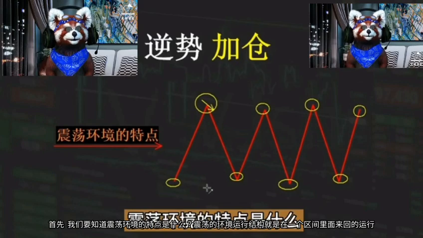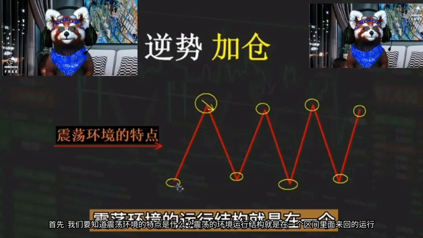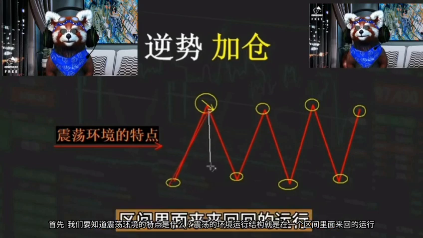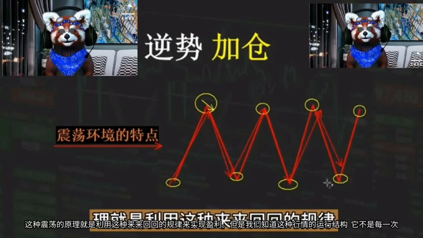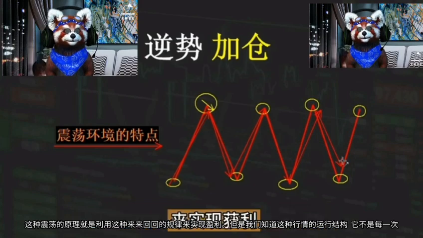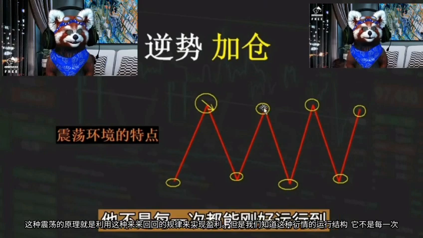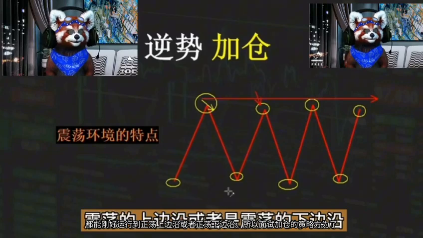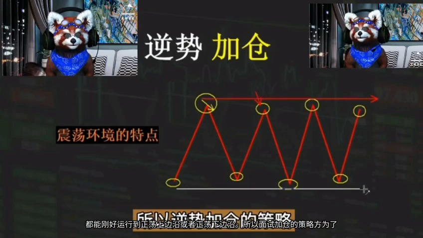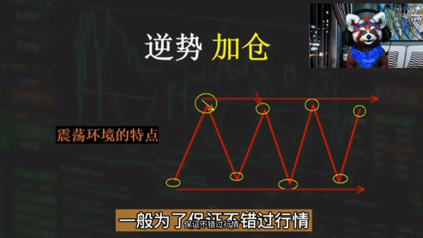First, we need to know what the characteristics of a volatile environment are. The operating structure of a volatile environment is to move back and forth within a range. The principle of this kind of oscillation is to utilize this back and forth pattern to achieve profitability. However, we know the structure of how this market operates. It's not every time that it can run just right to the top edge or the bottom edge.